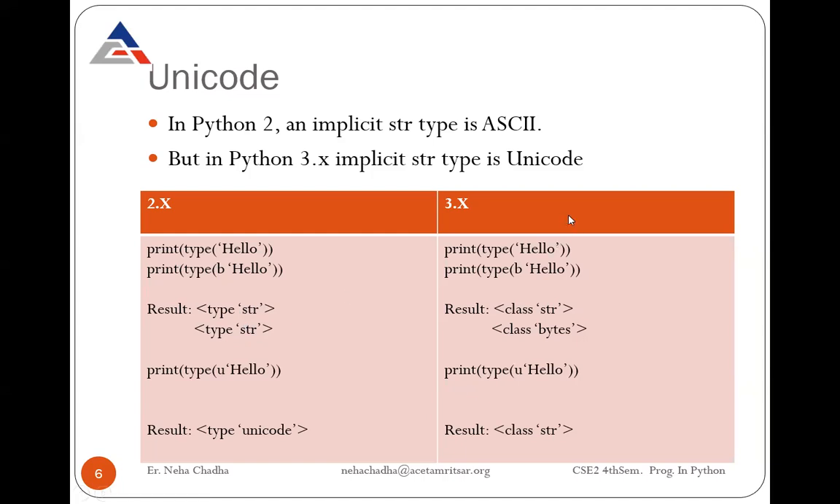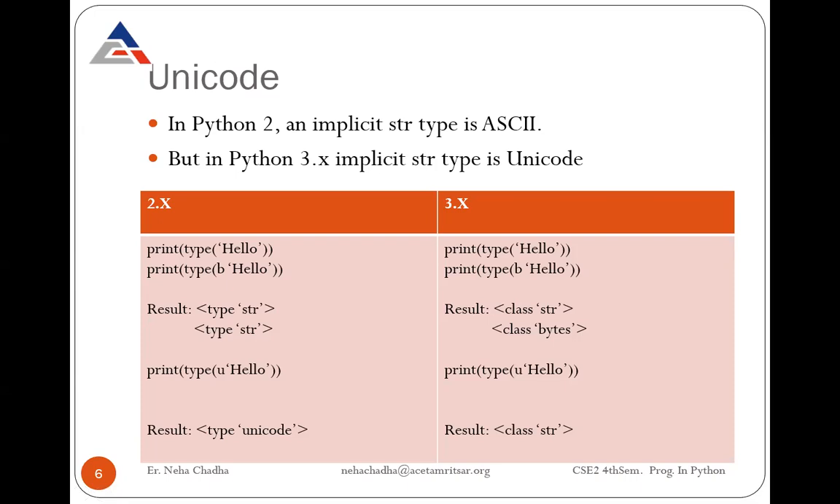Right? In 3.x, if I am writing the same code, type of hello and type of B hello, then my result is class string. Here you can find the result is type. The thing that we are using here is type as a result, and what we will get here is class. String comes under class, but in the previous version we are getting type as a class.